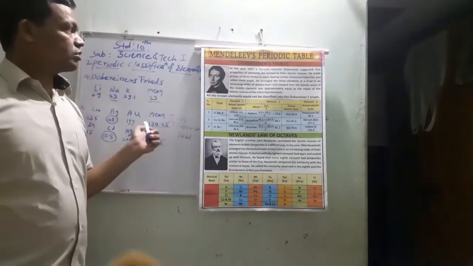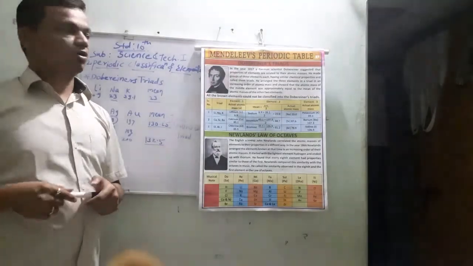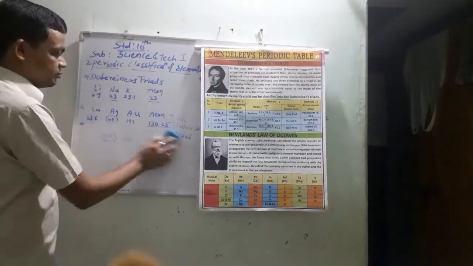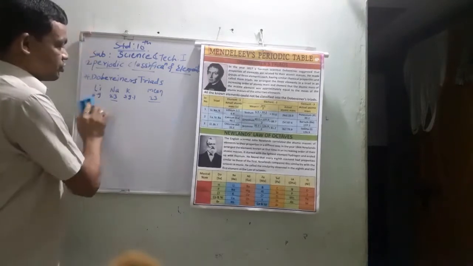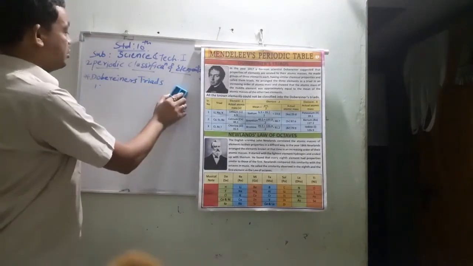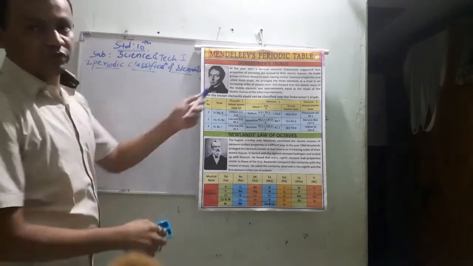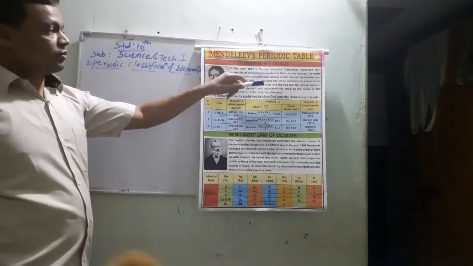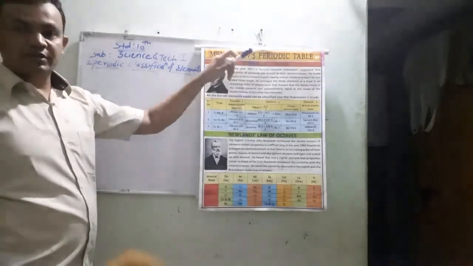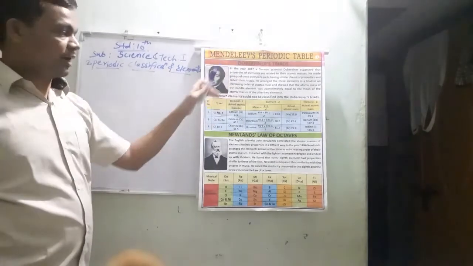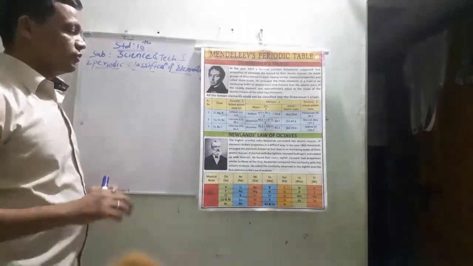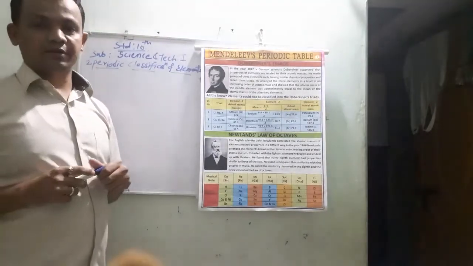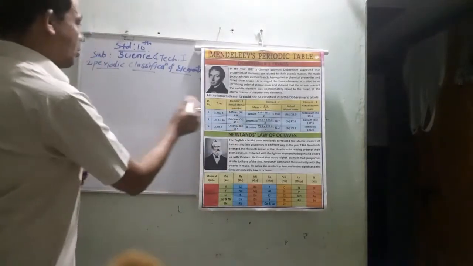In this way, we have completed this classification method of Dobereiner's triad. In the exam, there is a question: illustrate Dobereiner's triads with example. Then you have to give what is Dobereiner's triad, its law and an example. Now the next classification method, which was given by Newlands, is known as Newlands' law of octaves.